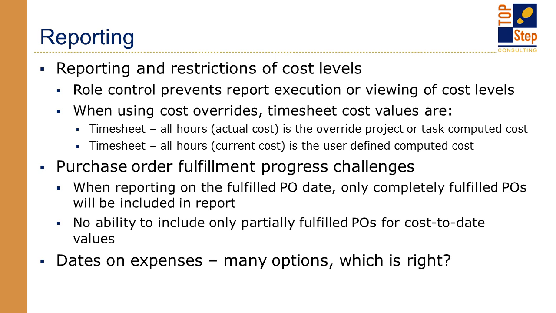Our last topic today is reporting. Reporting is going to be our end result to all this great cost data we captured. You can control what costs are reported on at the role level. If you're doing overrides, you want to make sure you do an actual cost versus a current cost to make sure you're getting the adjustments. When using purchase orders, only if your purchases are fully fulfilled will they show up in the report.